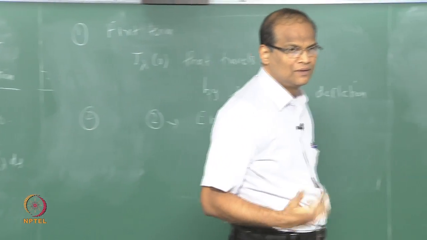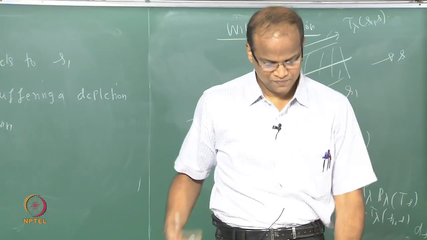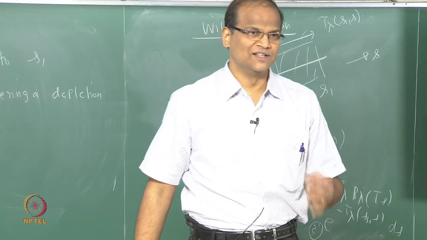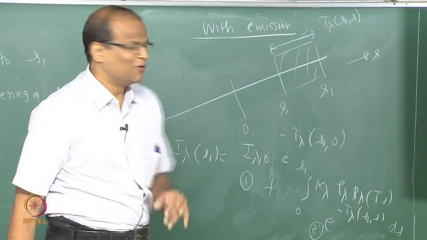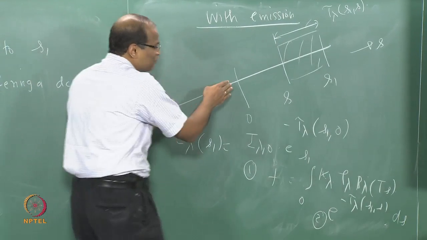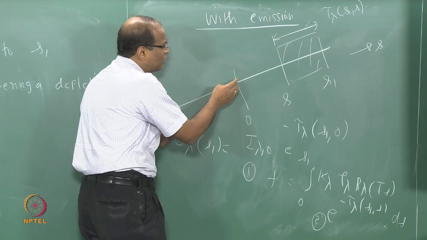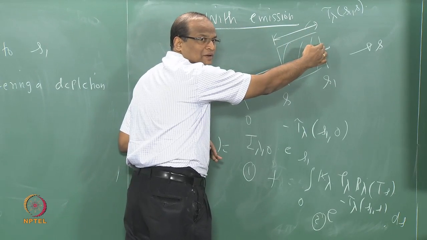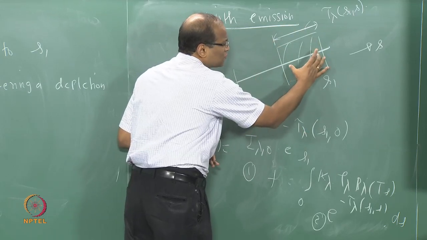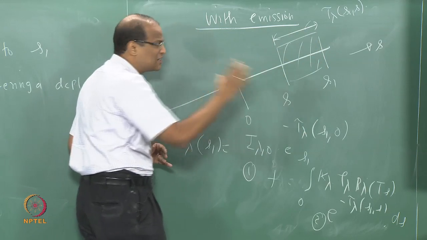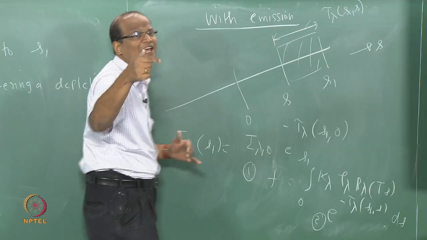Divyashree, startled look. First time when I studied, I also had the same feeling. Radiation is difficult, don't worry about that. See, from 0 it is starting. From I lambda naught, we are trying to see how much it has suffered here. But now, I am looking at only a small layer from S to S1. The emission must not be considered for the full path, because I am taking it layer wise.